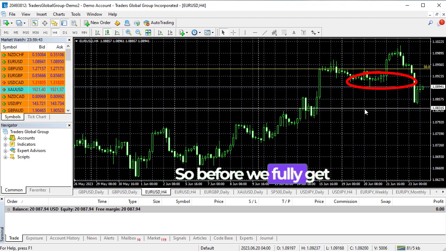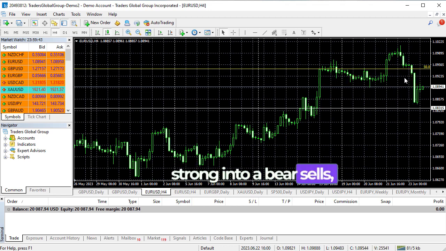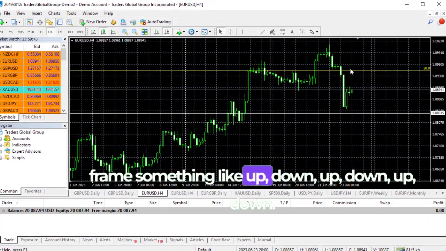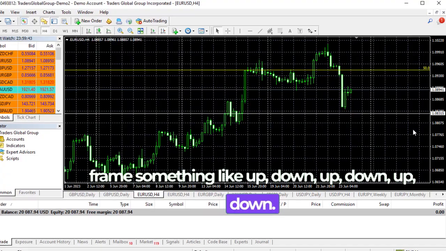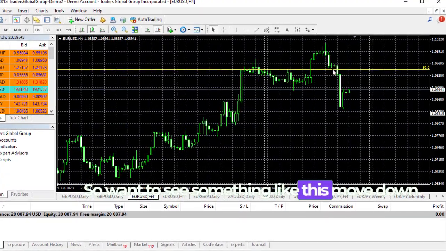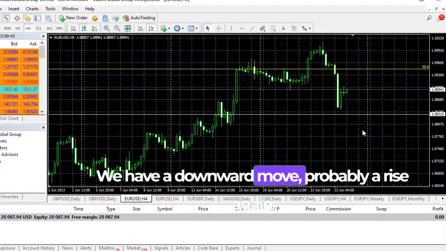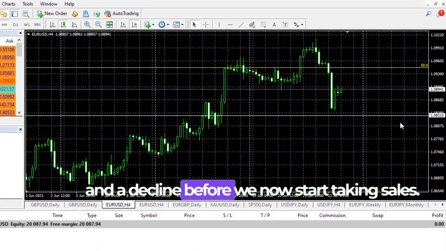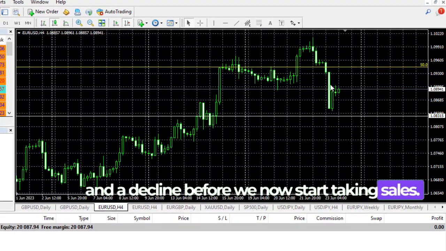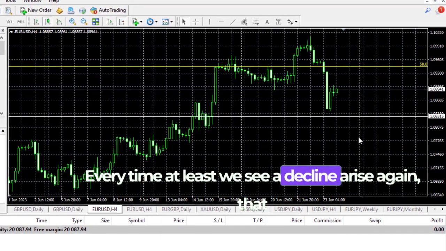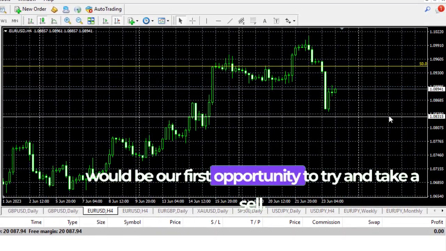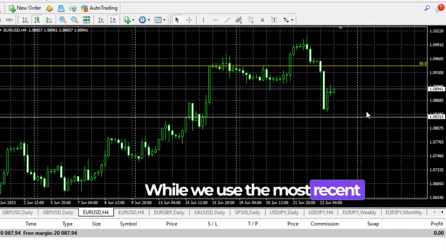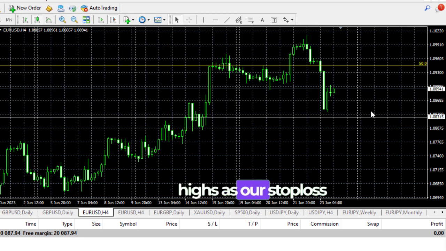So before we get strongly into a bearish bias, we want to also see on the 4 hour time frame something like up, down, up, down, up, down. Okay, so we want to see something like this move down. We have a downward move, probably a rise again, and a decline before we start taking sales. By the time we see a decline, a rise again, and a decline, that would be our first opportunity to try and take a sell, using the most recent high on 4 hours as stop loss.